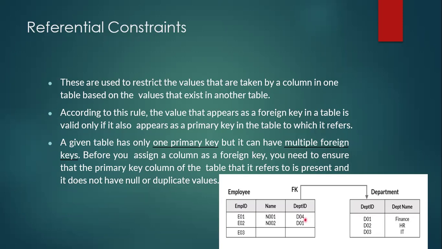So let's take the example D01. If it is present in department ID of the department table, then only it can be present in the employee table's department ID, because in the employee table, department ID is the foreign key column. So what does this mean? If a value is entered in the primary key column, then only we can enter the value in the foreign key column. So both values are related. If the value is not present in the primary key column, we cannot enter it in the foreign key column.